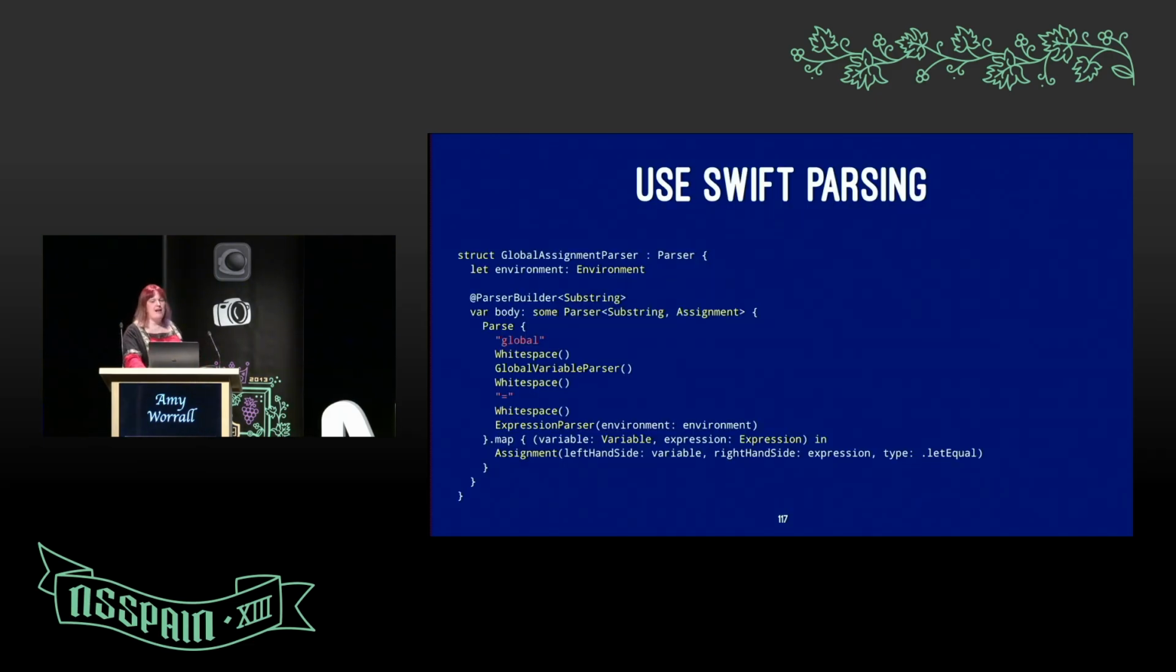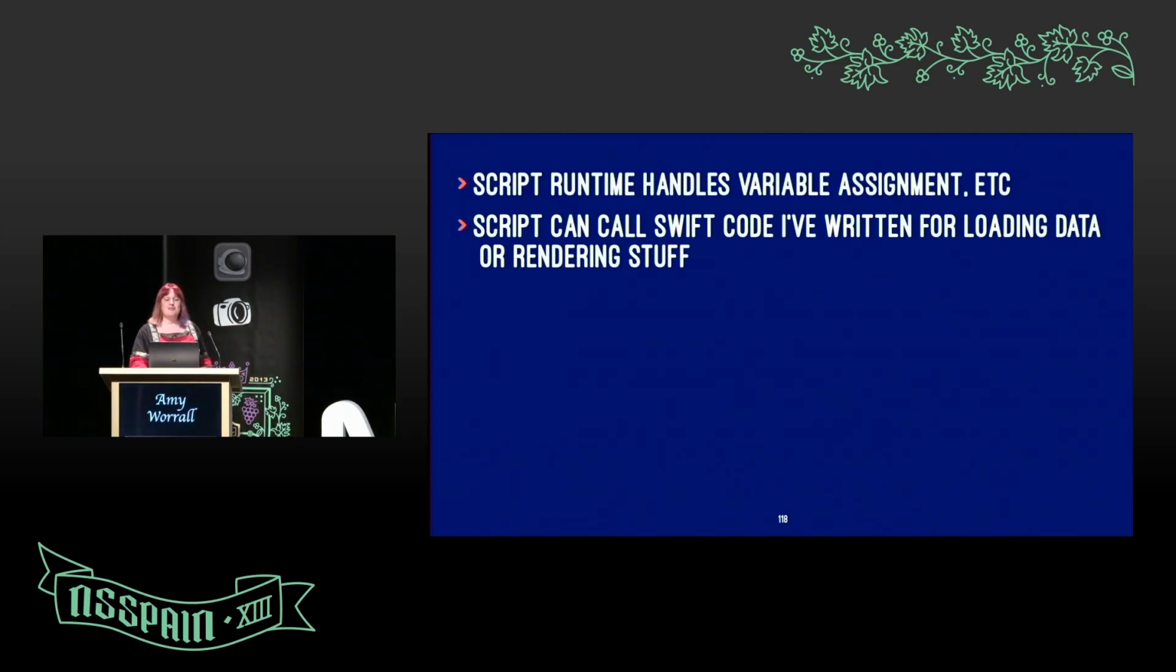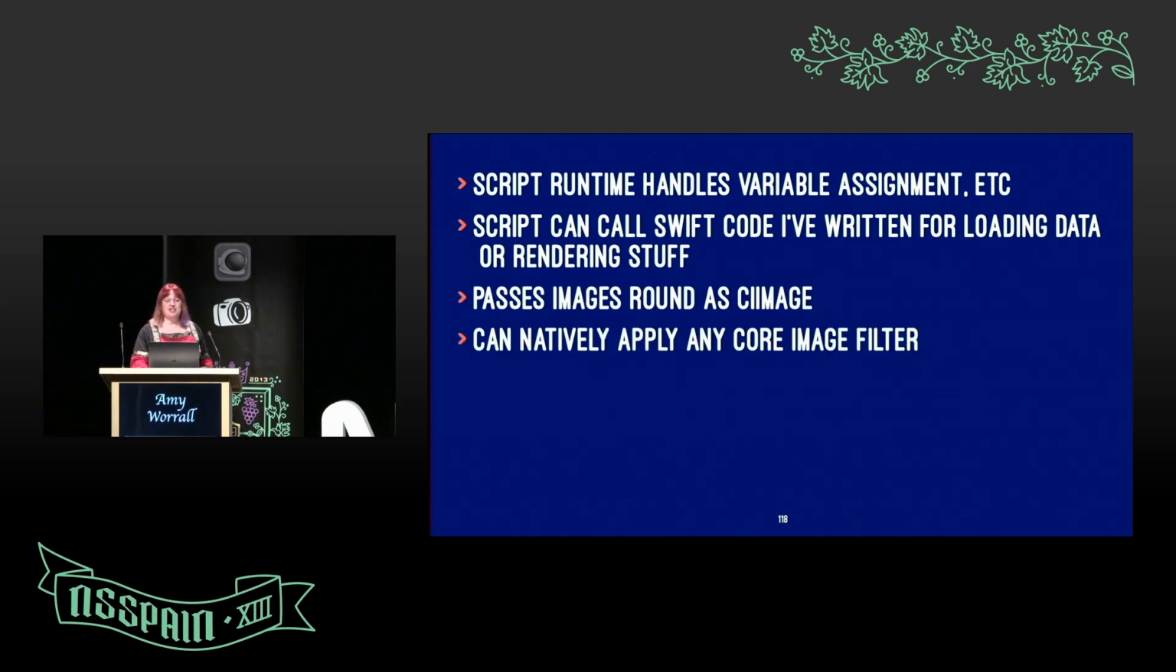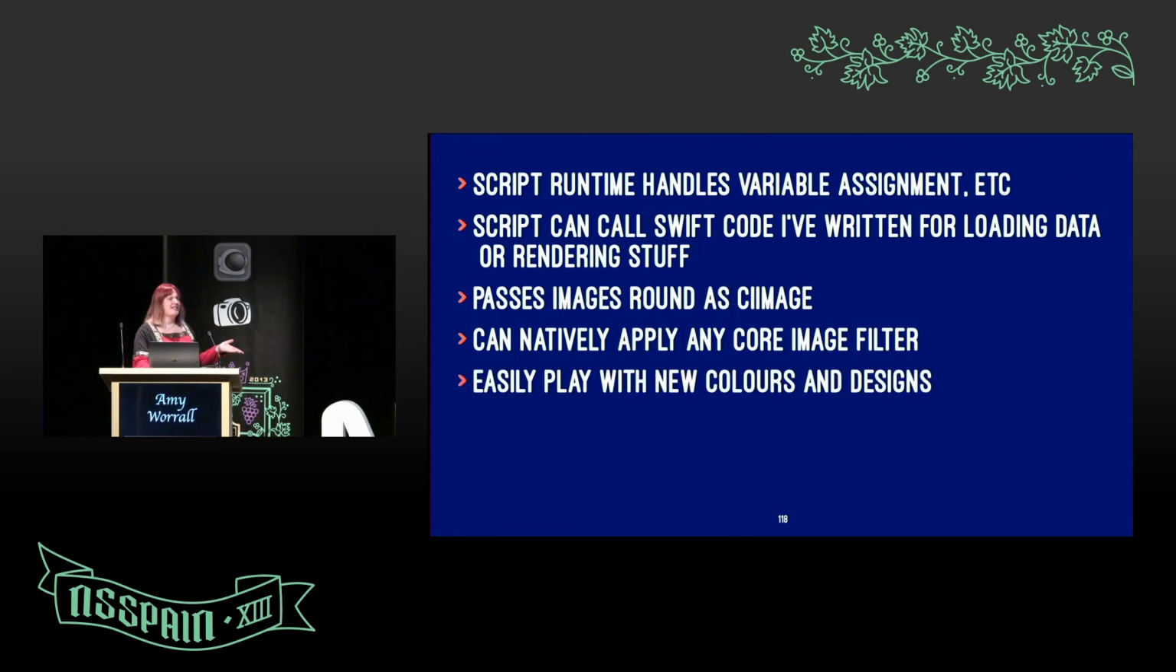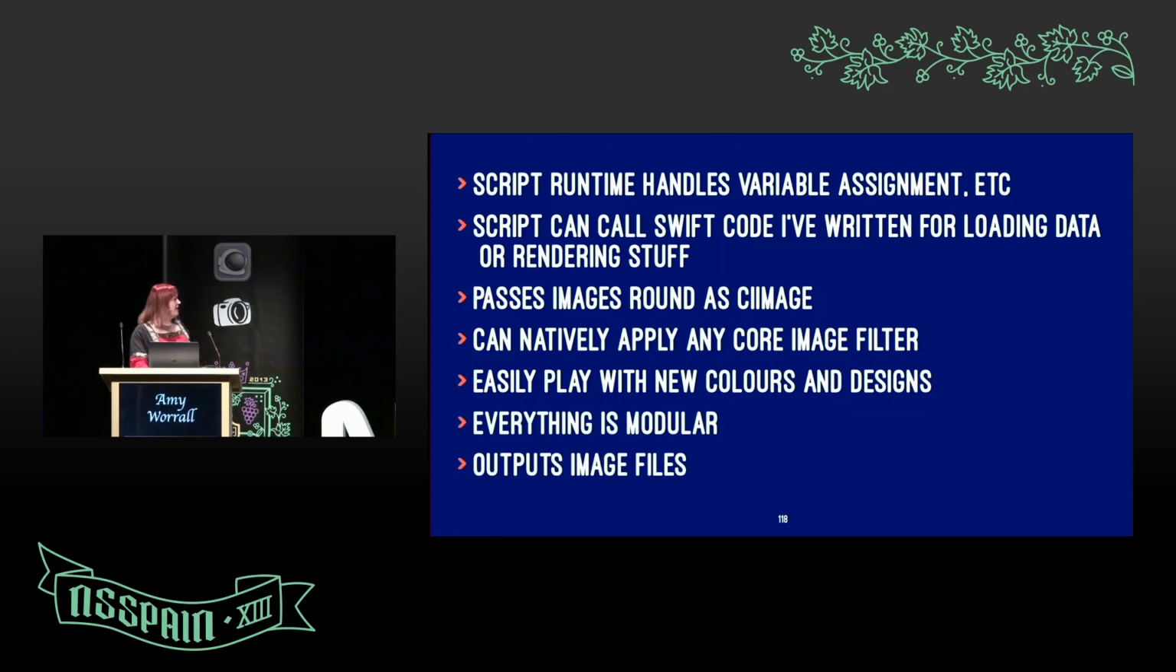And so for my language, I use a package called Swift Parsing. Again, not going to go through this. Look into Swift Parsing. You can write a parser for stuff. I wrote a runtime that handles variable assignments. The script can call Swift code, passes images around as Core Images, can apply Core Image filters, which means that I don't have to write things to do blurring or filling with textures. So I can easily play with new colors and designs by writing and changing the script, writing a new script. Everything's modular, and it outputs image files. So that's why I did that, and it has really helped pull all the aspects of this app together.